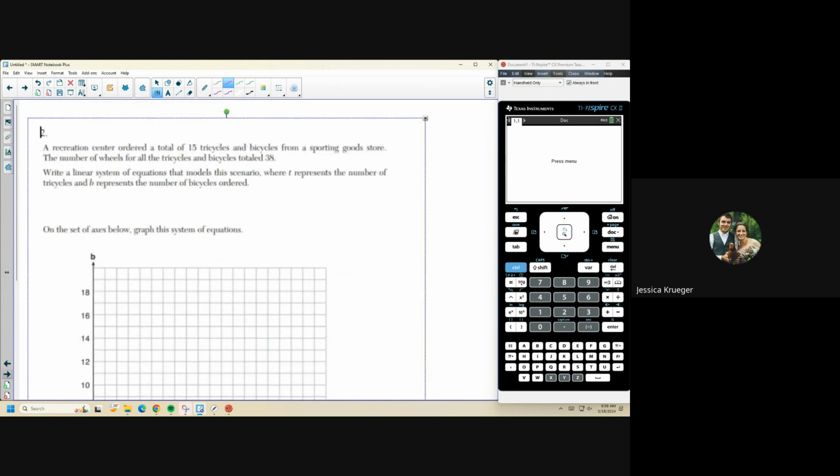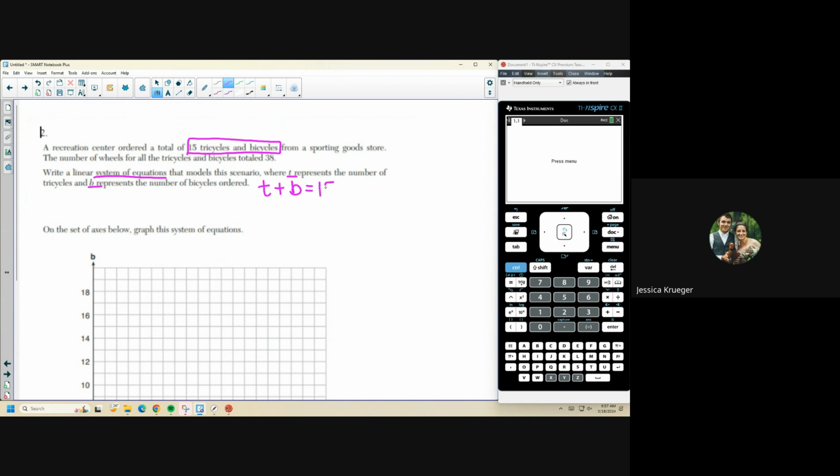Question number 2. What I'd like you to do on number 2 is take a minute, pause the video, and see if you can set up a system of equations for this scenario. So the first thing I notice is that we have them ordering 15 tricycles and bicycles. So they tell me T is the number of tricycles and B is the number of bicycles. So if I add those up, T plus B, I should get 15.